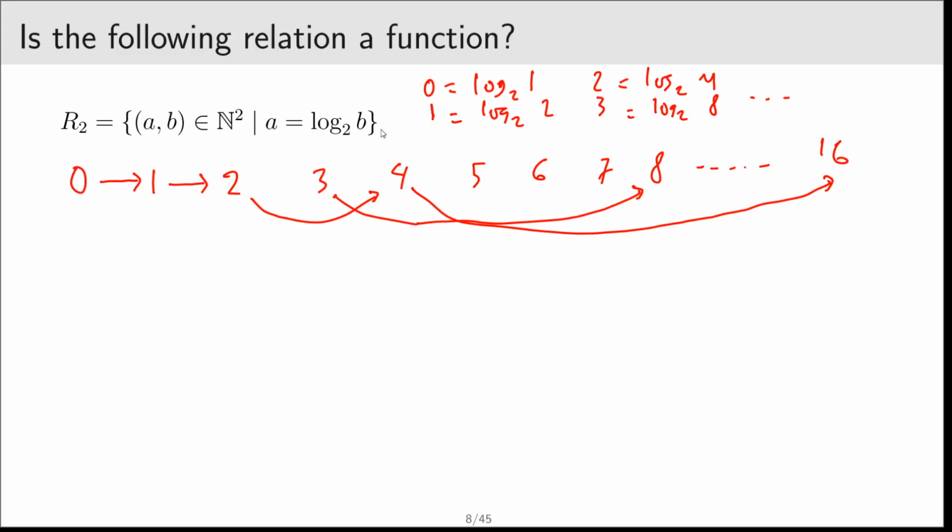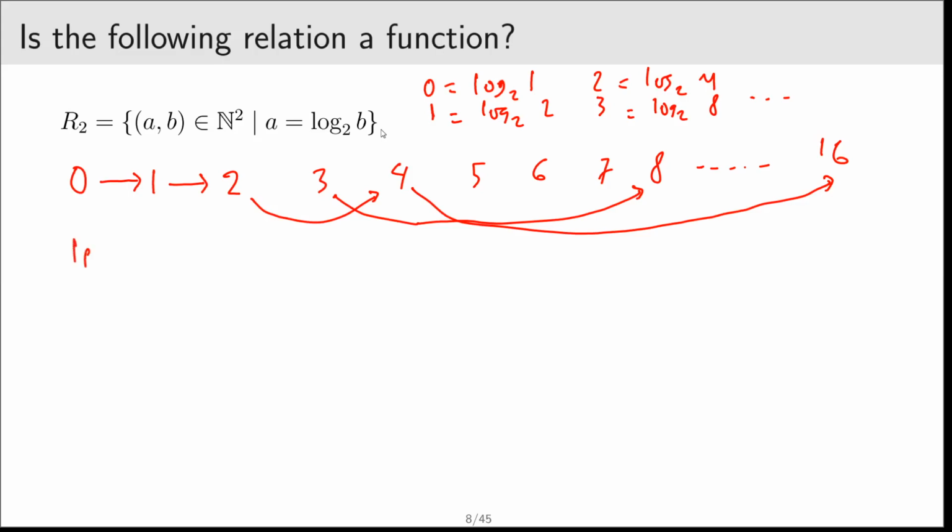Now, does this hold for every natural number? Meaning that for every natural number you have one outgoing arrow, and more importantly, no more than one. Well, this could be easy, right? This has to be shown in general, but this is actually rather straightforward.